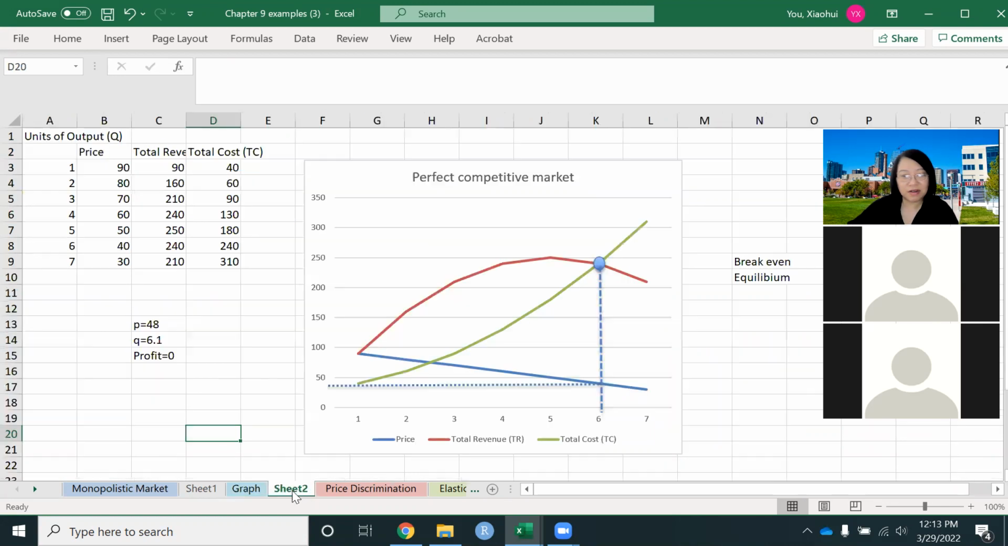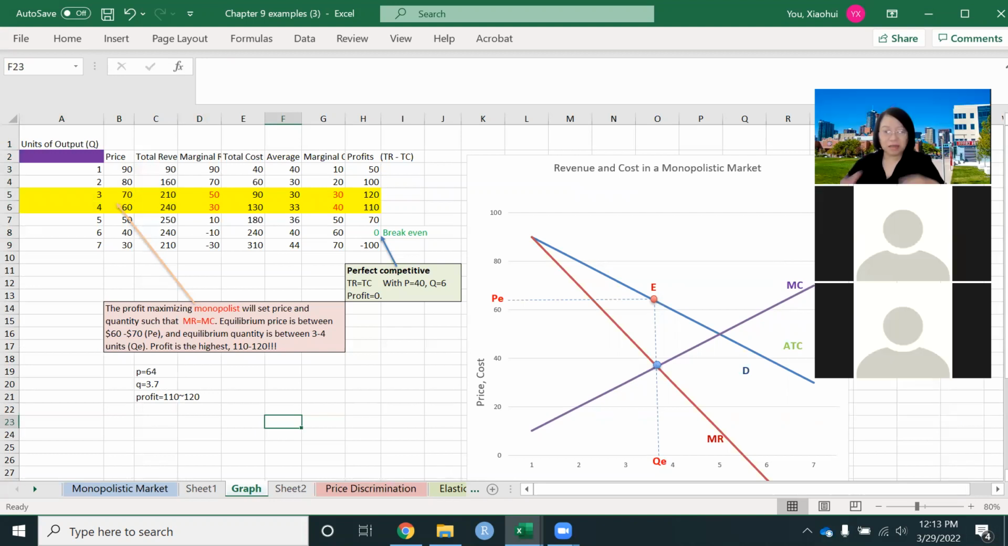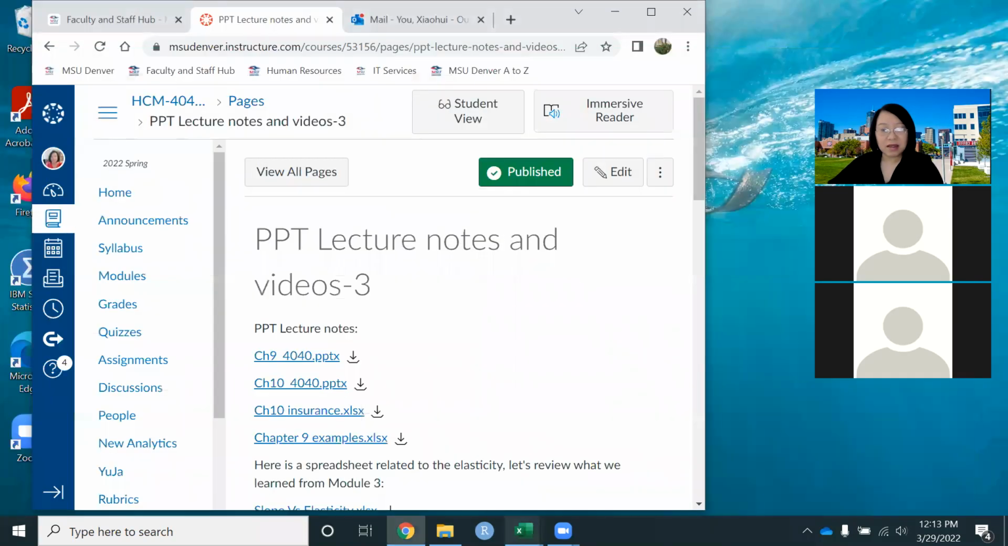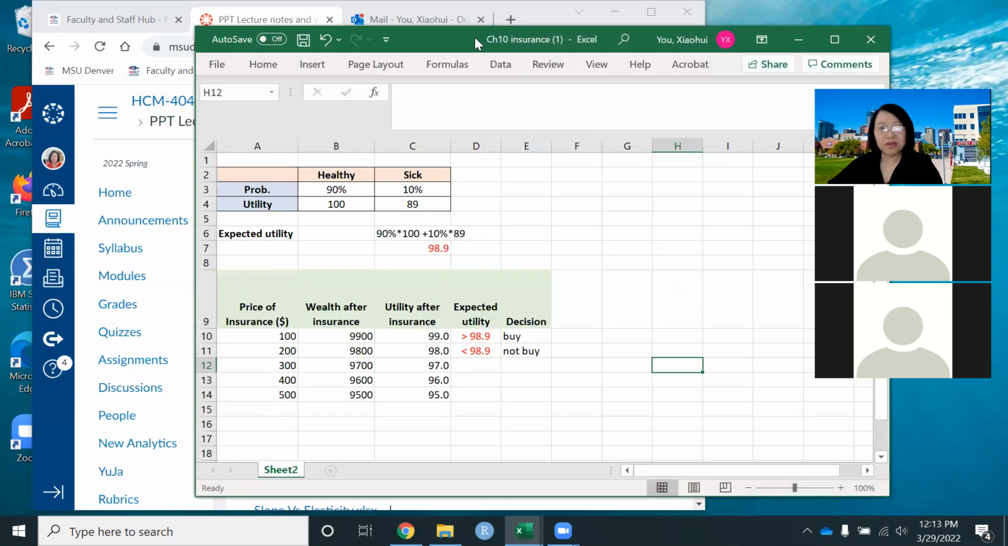That's definitely different from the perfect competitive. So this is the comparison, how to compare from a graph and how to compare from the tables, just to find the difference between the monopolistic market versus the perfect competitive. I think this is the question for the Module 5 assignment. And another thing, I also want to discuss something about Chapter 10.